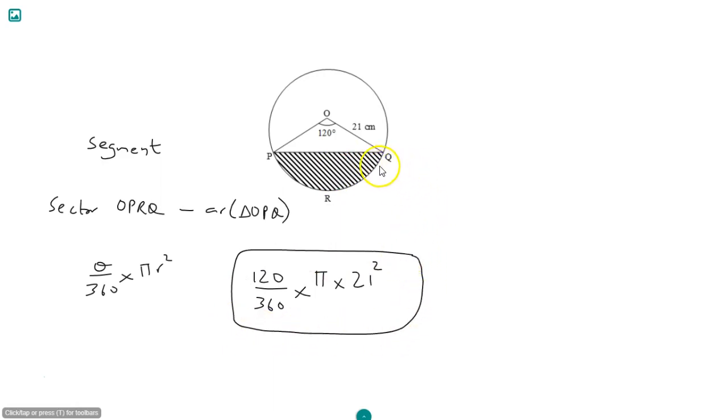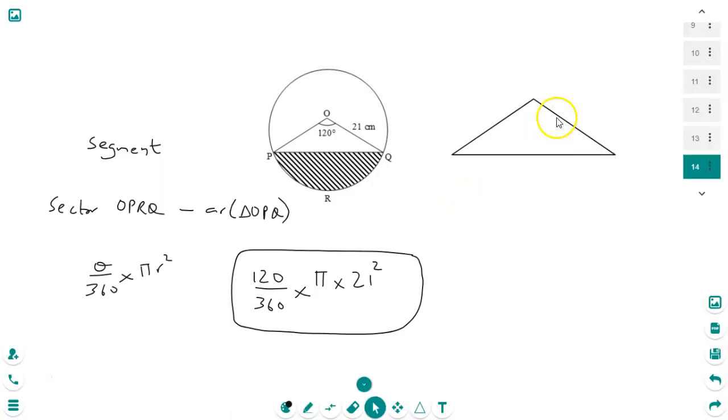Now you need to find the area of triangle OPQ. To find the area of the triangle, we usually use concepts from trigonometry. We have drawn the same triangle here. This is triangle OPQ. Let's draw a perpendicular from O to the side PQ. So this is 90 degrees. Let us call this point S. To find the area of triangle OPQ, we need to know the base and the height, so that we can use the formula half BH. We know the radius is 21. This angle is going to be half of 120 degrees, or that's 60 degrees.